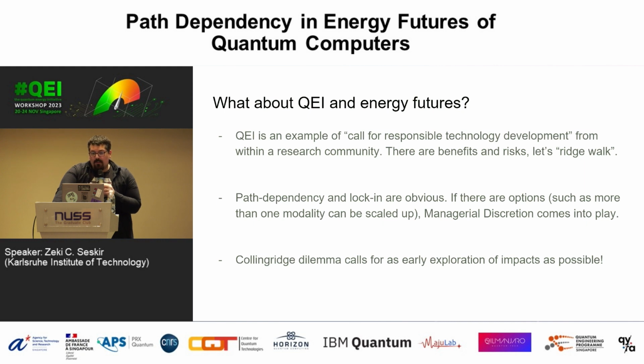Path dependency and lock-in are, I think, obvious concepts that would be beneficial for this community and the discussions here. Because if there are options, such as more than one modality that can be scaled up, or other options within certain modalities, there is managerial discretion, which means you can choose between them. And of course, the Collingridge dilemma calls for as early an exploration of impacts as possible.